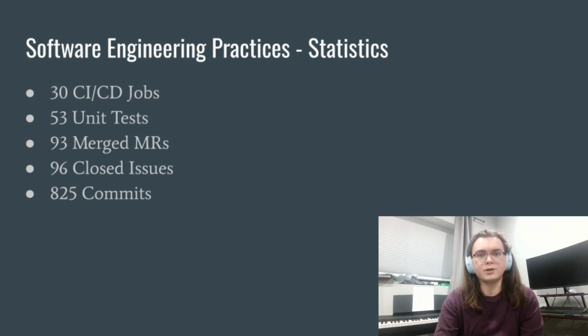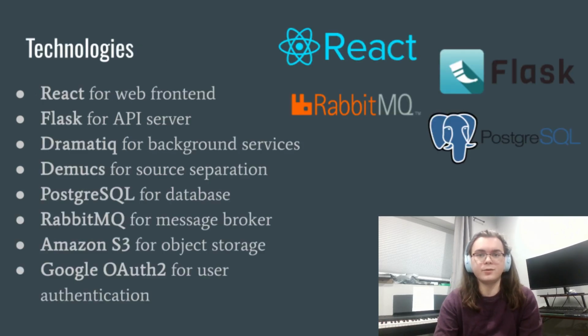Over the lifespan of our project, we used 30 different CI/CD jobs, 53 unit tests, merged 93 merge requests, cloned 96 issues, and made 825 commits to our repository. Our stack consists of using React for our front end, Flask for our API server, Postgres for our database, and RabbitMQ for our message broker. We also used Google OAuth 2 for logins and Amazon S3 for storing user-uploaded content, as well as using the Python libraries Dramatiq and Demucs for our background jobs and our source separation, respectively.